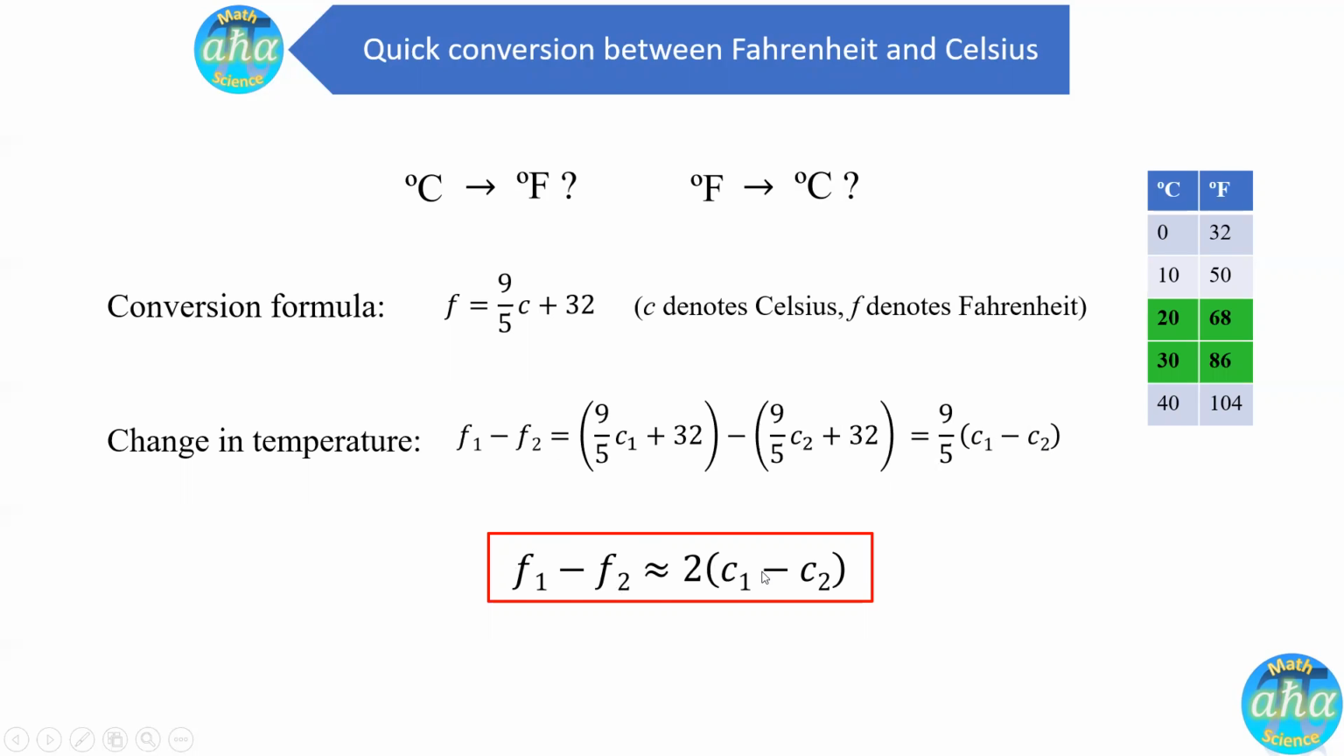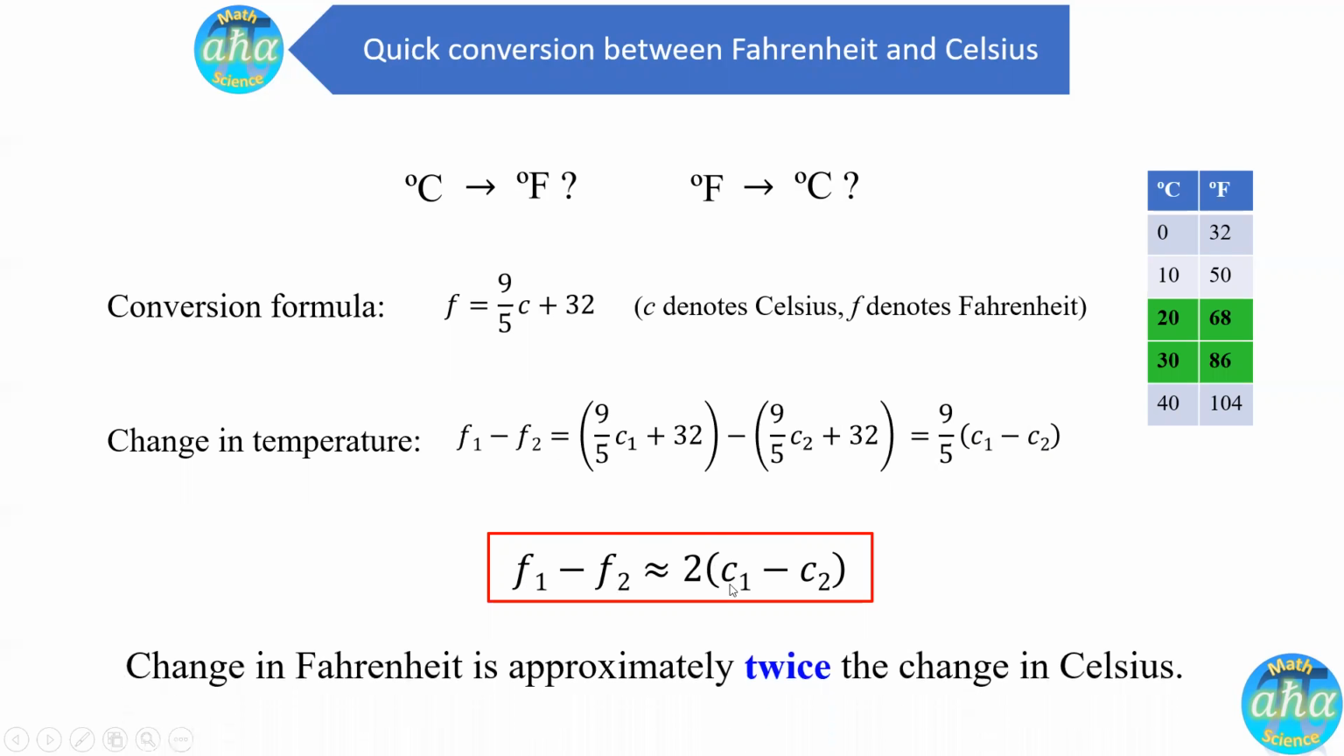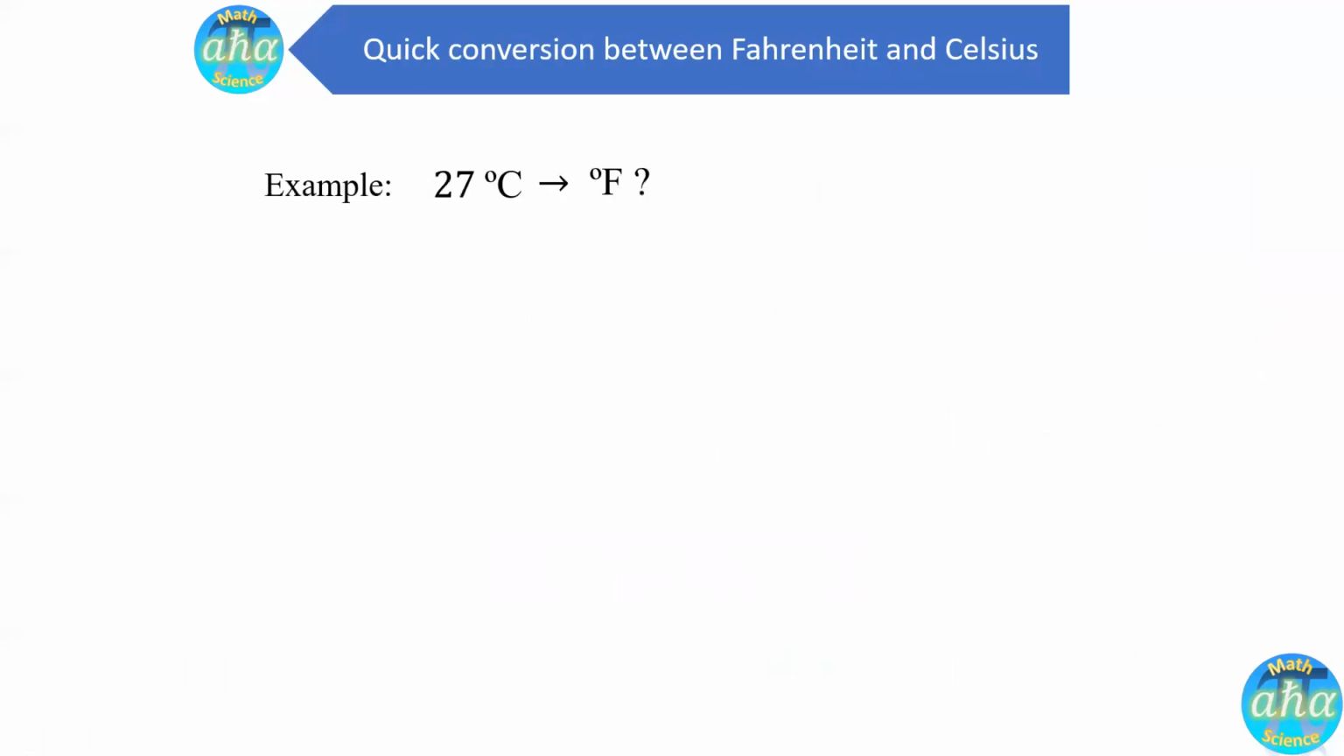This equation will be pretty good, provided that the change in temperature is small, the difference between two temperatures is small. So if you have a small change, then you can use this approximation. So the rule of thumb is the change in Fahrenheit is approximately twice the change in Celsius. And using this rule of thumb and the convenient chart we have here, we can now convert temperatures from degrees C to degrees Fahrenheit in a very efficient way.